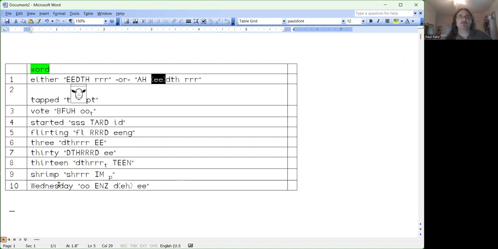Okay, so number 9, this is hard for a lot of students. So if you treat R as a vowel, you can say sure, and then say M, sure, M. And then the P, you can just close your lips and stop the word. Shrimp, shrimp. And I put the P small below the line, the same as I did the T in number 8 and number 3.